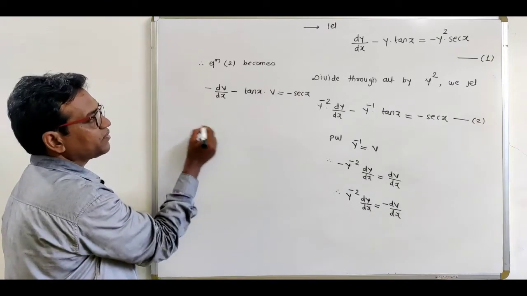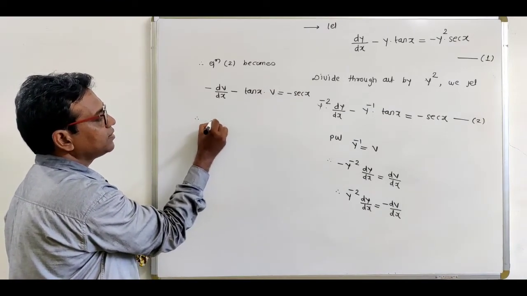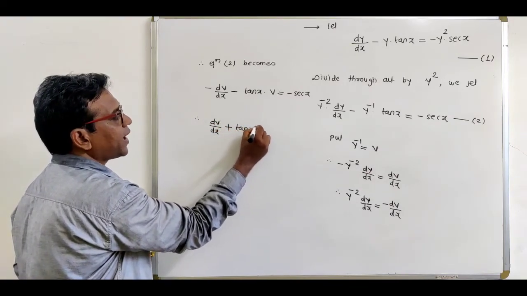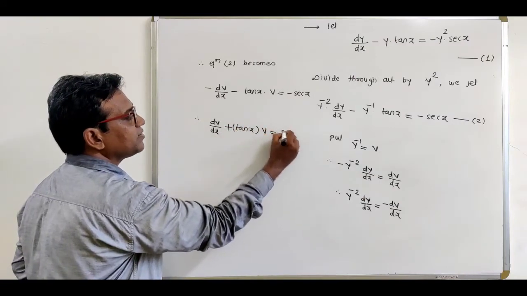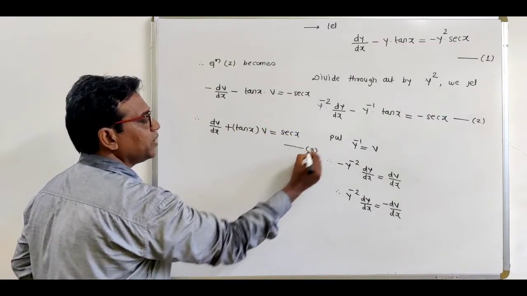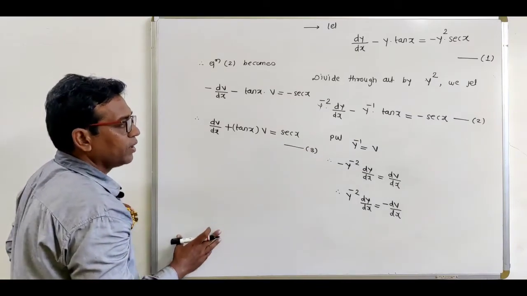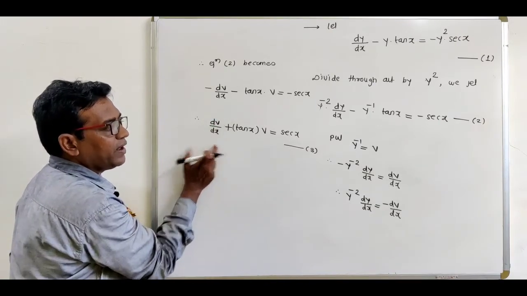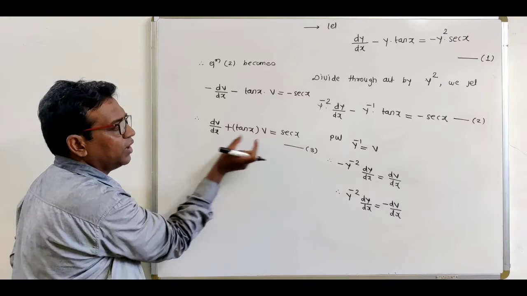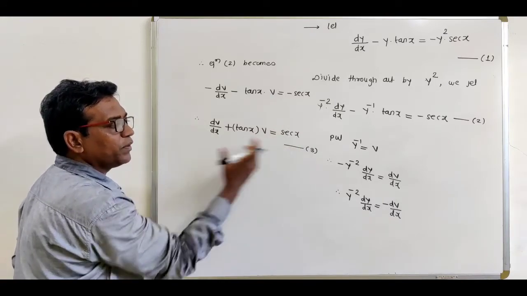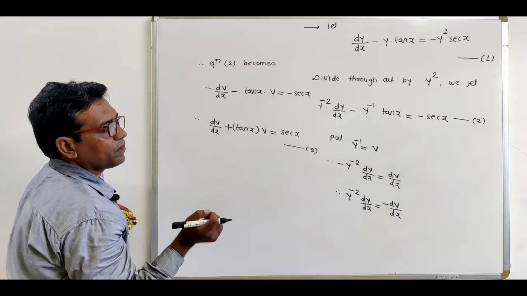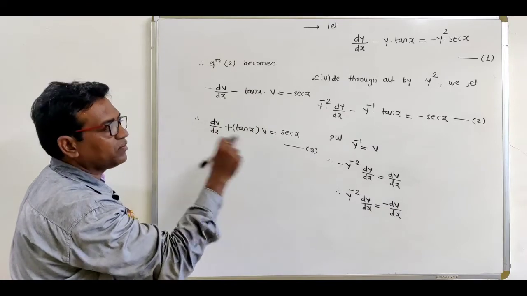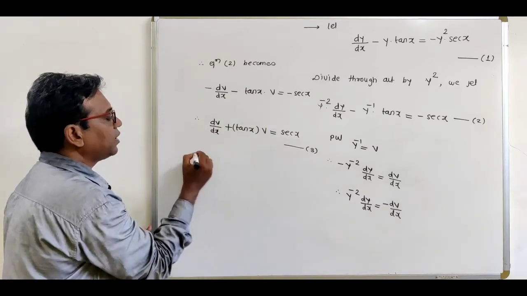Just simplify this equation by multiplying by the minus sign. So dv by dx plus tan x into v is equal to sec x. This is our new equation, equation number 3. Obviously this is a linear differential equation of the type dv by dx plus p into v equal to q, where p and q should be functions of x alone. So in this method, we are converting the Bernoulli's differential equation into a linear differential equation.